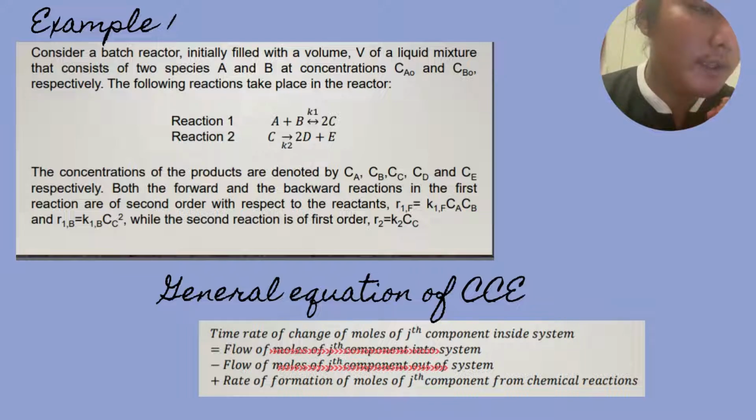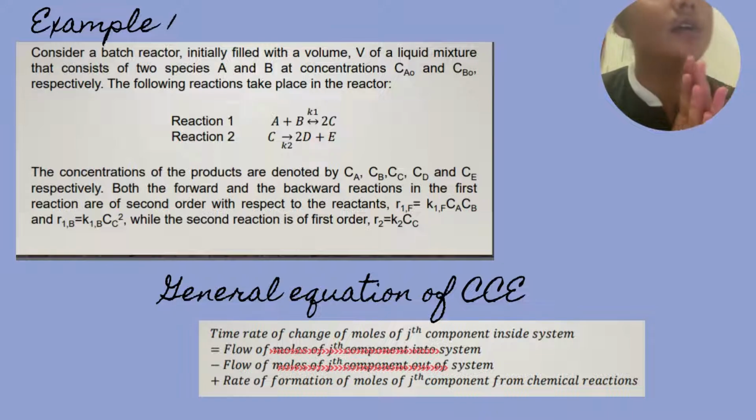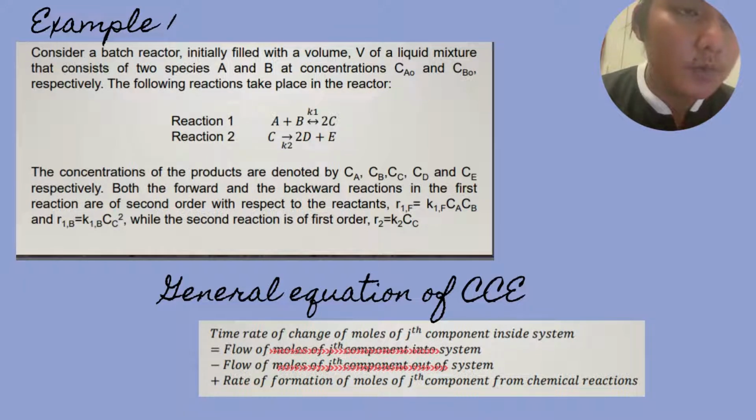Okay, Assalamualaikum. My name is Muhammad Haikal bin Zaid, and I will be explaining example 1, but we will be focusing more on the reaction rate. As you can see here, there's reaction 1 and reaction 2. Both the forward and the backward reactions in the first reaction are of second order with respect to the reactants. Meanwhile, the second reaction is of first order.